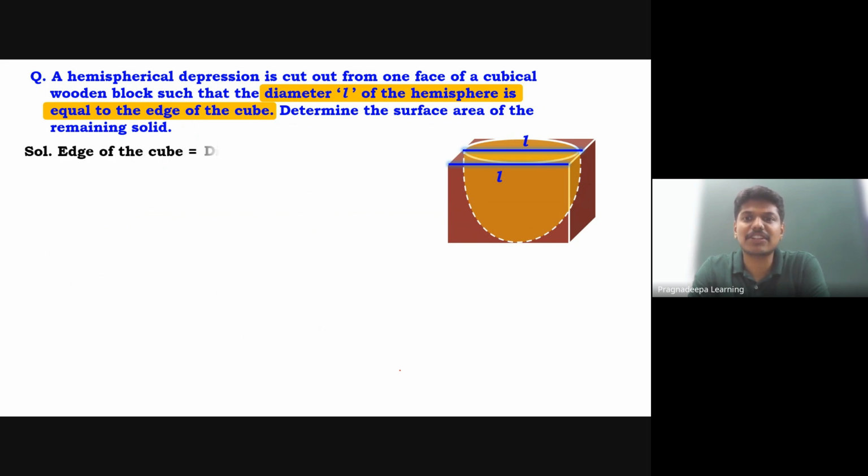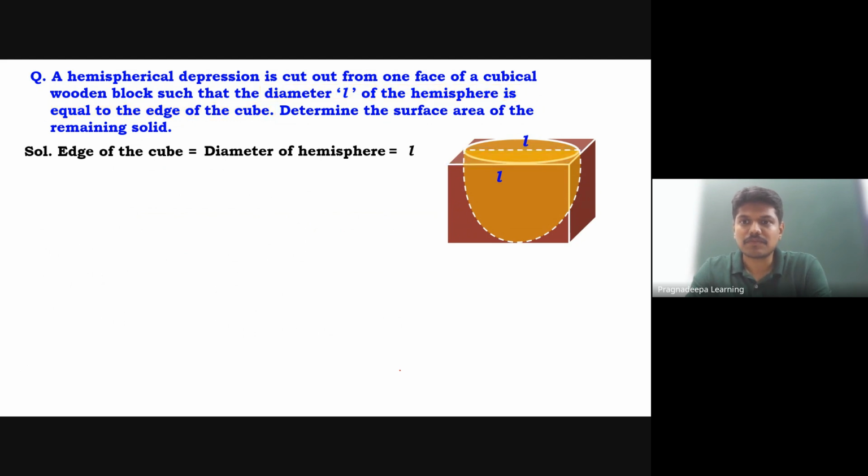Therefore, the edge of the cube is equal to the diameter of the hemisphere, which is equal to L. Students, please note that here it is not 1, it is the letter L. Now we can easily calculate the radius of the hemisphere because we know the diameter is L, so the radius is L by 2, correct?